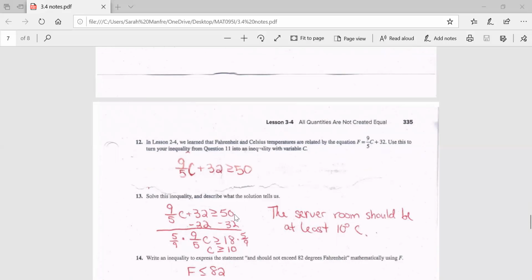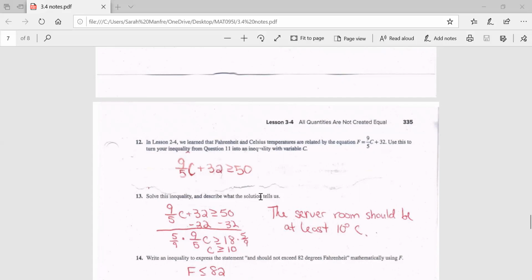And then it's saying, solve this inequality. What does this mean? Well, I'm going to bring 32 over to the other side, so we get 18. Think, how do you get rid of 9 over 5C? Well, the reciprocal of 9 over 5 is 5 over 9. So I'm going to multiply. The 5s are going to cancel, the 9s are going to cancel, and we're just left with C. Okay, how did I get 10? 18 times 5 divided by 9 gives you 10.